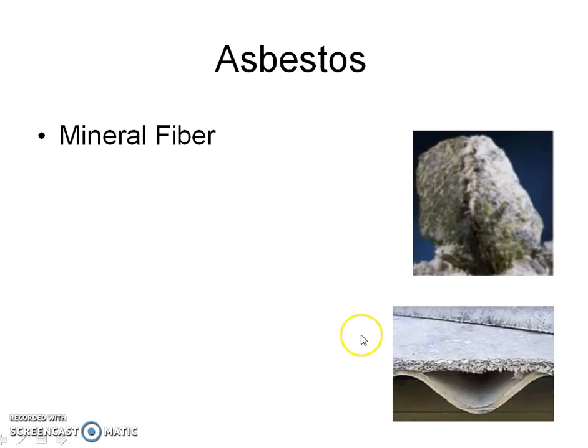Asbestos. Asbestos is a mineral fiber obtained from nature. It is widely used for forming corrugated sheets. Asbestos is carcinogenic in nature, and hence its use has been declining over a period of time.